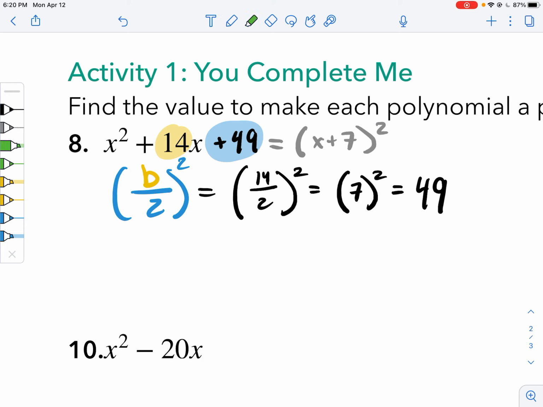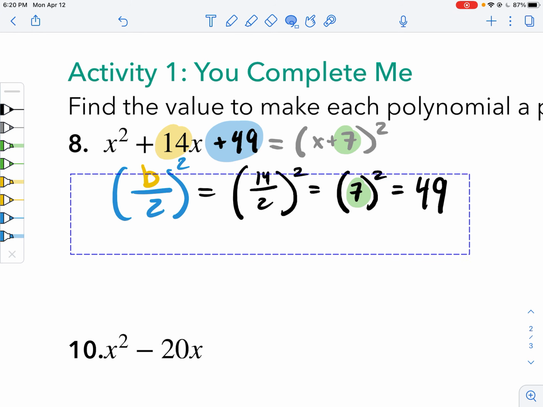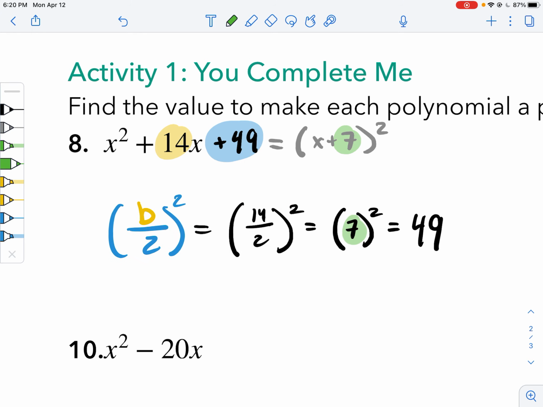That's the same thing as x plus 7 squared. Notice this 7 here is this 7 here. That's no coincidence. Those will always be the same. So keep that number in mind. Remember that. It's like Mufasa talking to Simba. Remember.